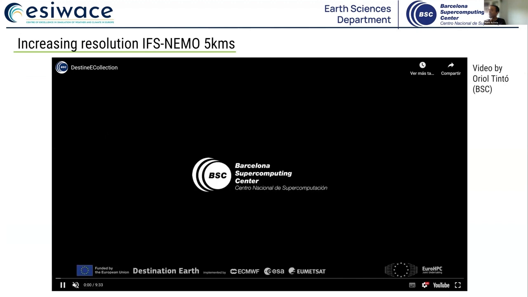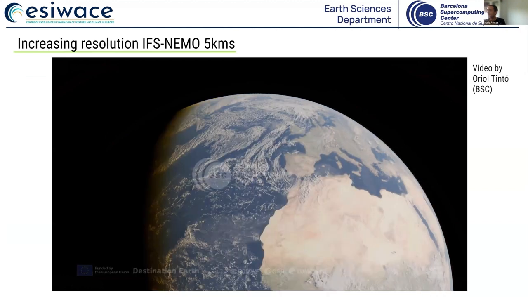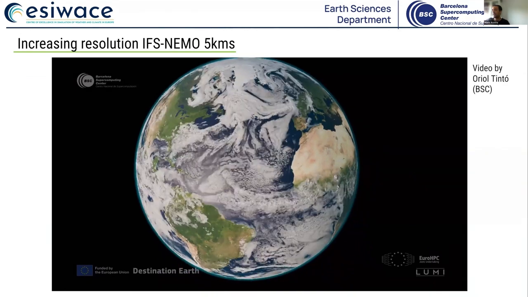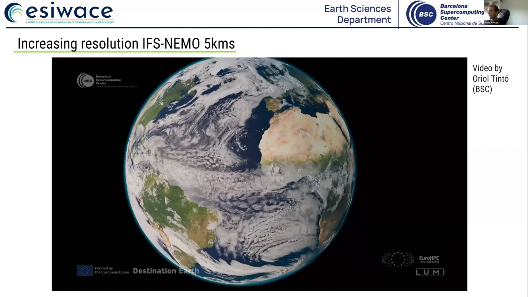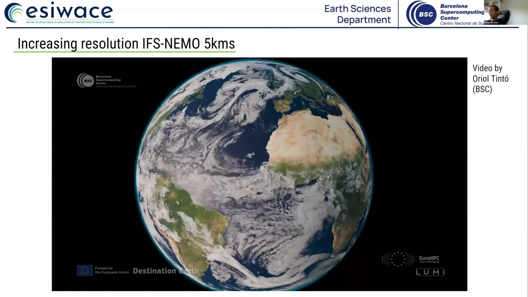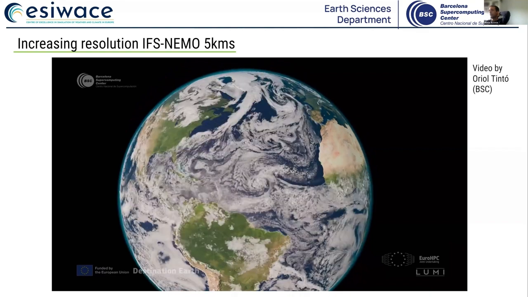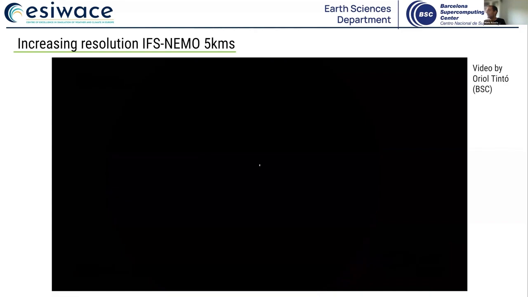Something that we proved in recent years is that we can do climate studies like this example, where you are seeing a little bit of a cloud simulation. This is a real simulation with one of our coupled models. To make this possible with a global resolution of 5 kilometers, we need around 300 nodes of a pre-exascale machine, LUMI.